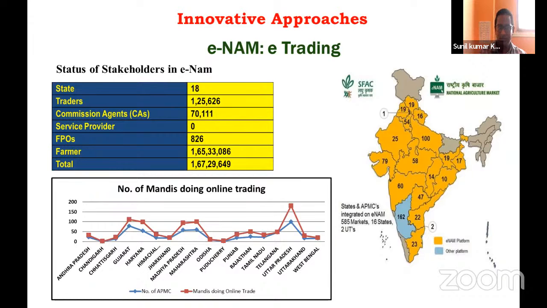So presently, it is working in 18 states, covering more than 1.25 lakh traders, now more than 70,000 commission agents, and FPOs, around 826, now they have gone to more than 1,000. Farmers, more than 2 crores itself, and presently they are reaching most of the states of the country, and you can see there is a portal for this also. By the time, this can be useful for strengthening APMCs also. And when the COVID-19 lockdown happened, this type of trading platform did a commendable job for the farmers.